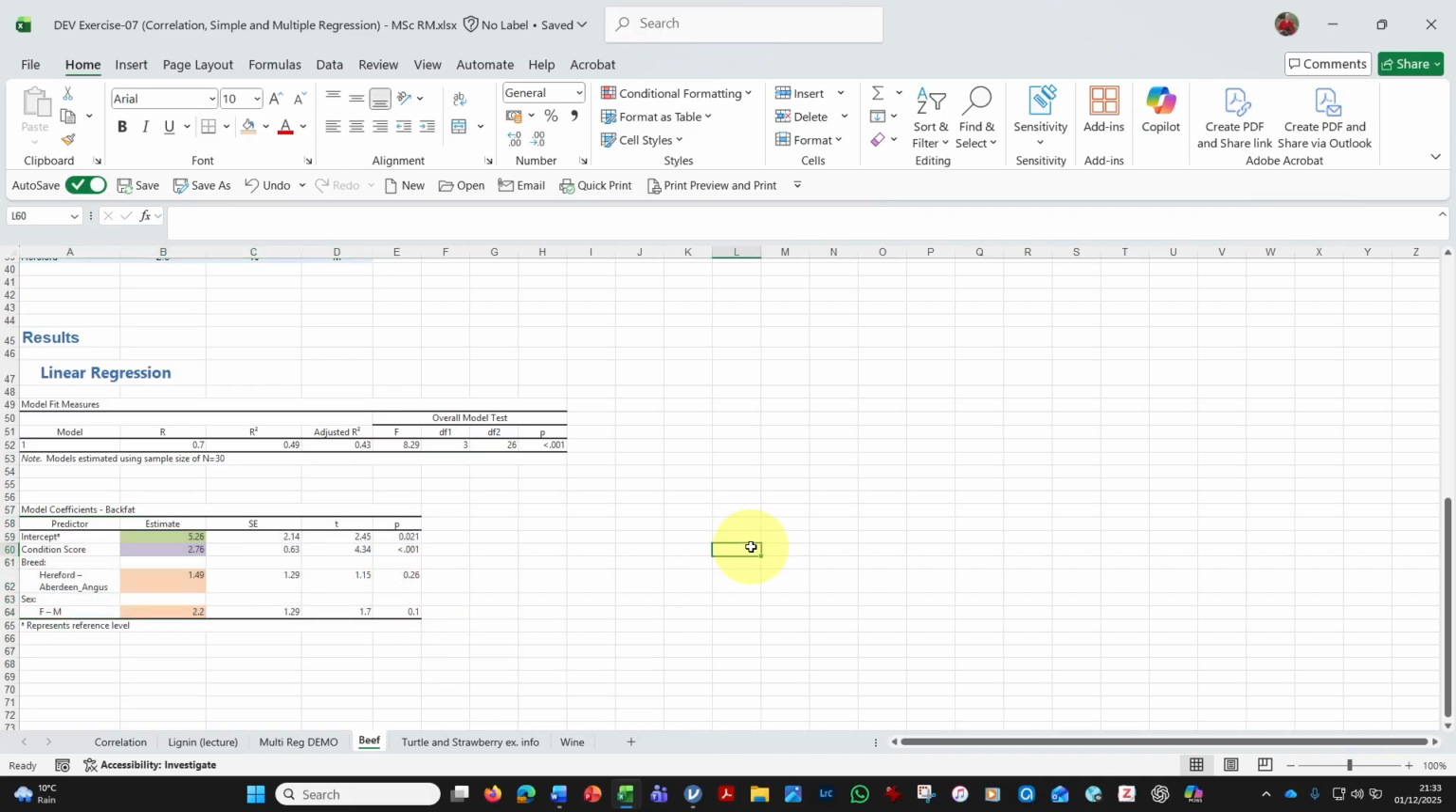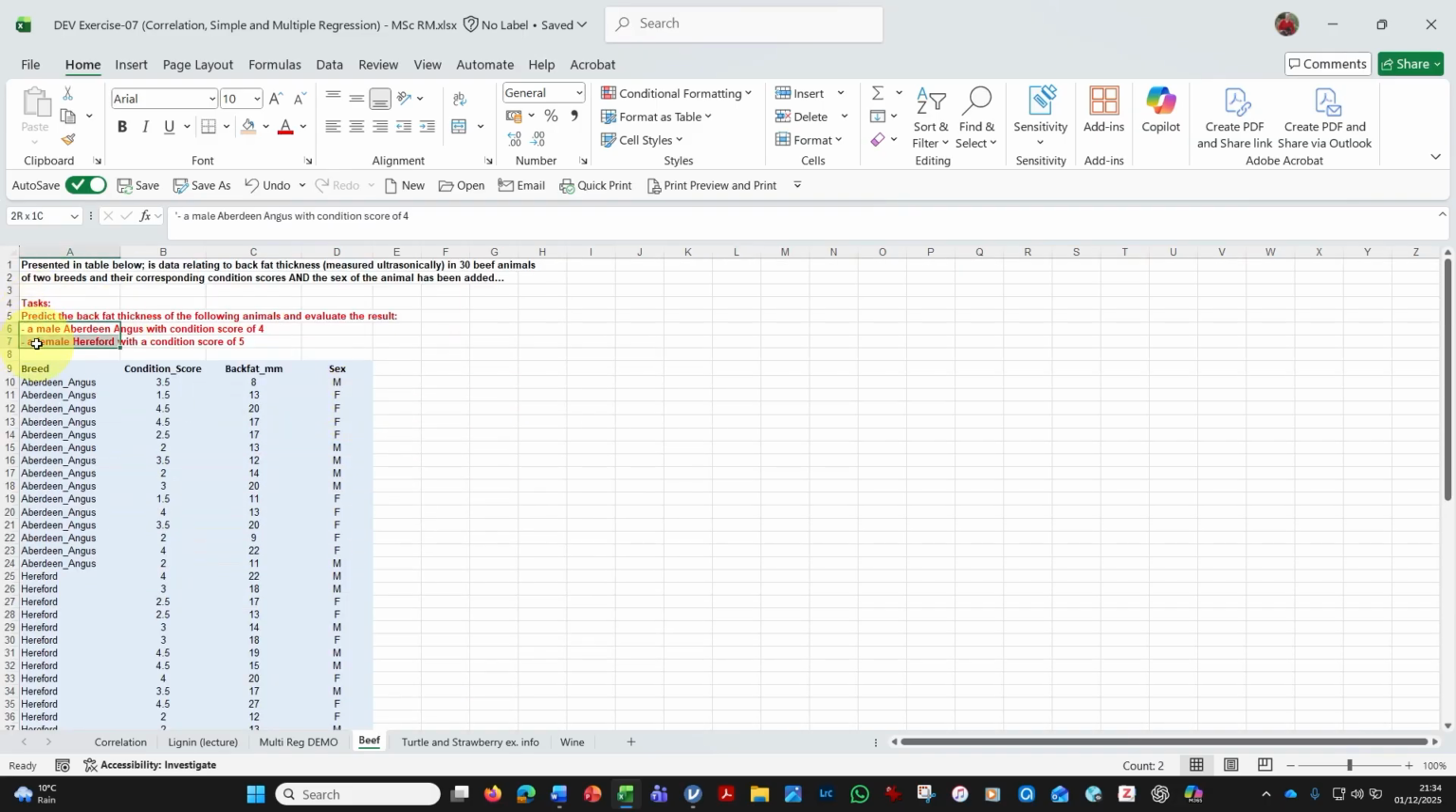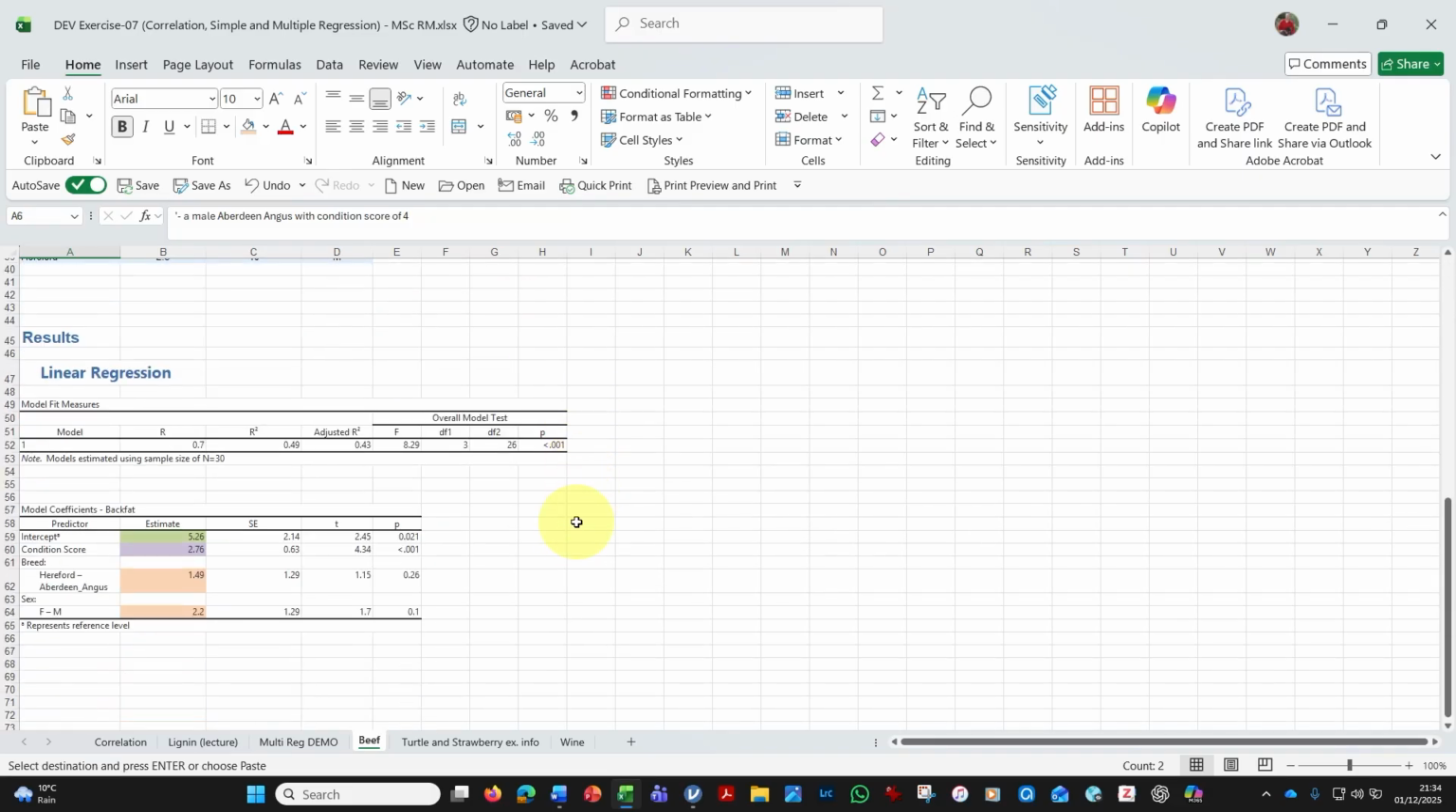Let's have a final look at making a prediction. So I actually set some tasks here. I've set a male Aberdeen Angus with a condition score of 4. What would we predict? A female Hereford with a condition score of 5. What would we predict? So I'm going to take those down underneath here. I'm going to put them there and allow us to work from that.